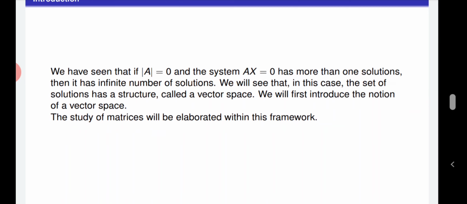We have seen that if determinant of A equal to 0 and the system Ax equal to 0 has more than one solution, then it has an infinite number of solutions. We will see that in this case the set of solutions has a structure called a vector space. We will first introduce the notion of a vector space. The study of matrices will be elaborated within this framework.